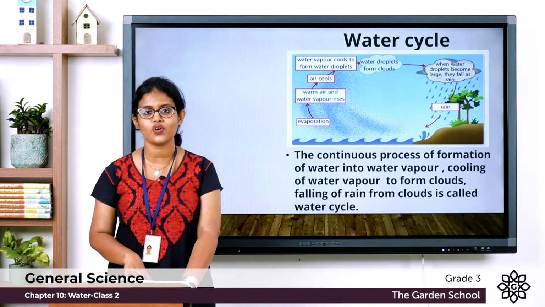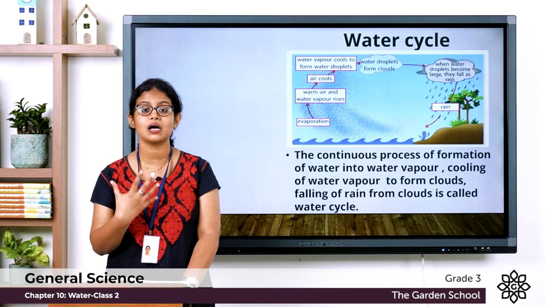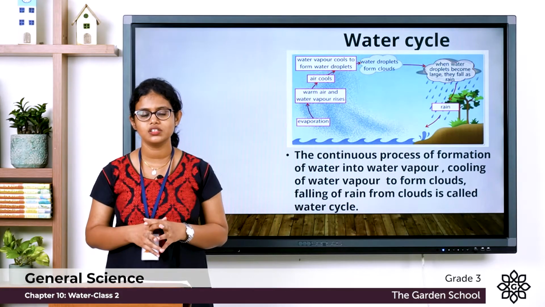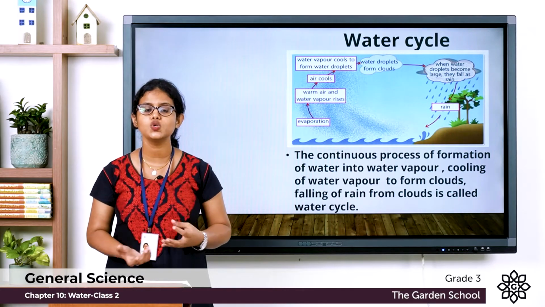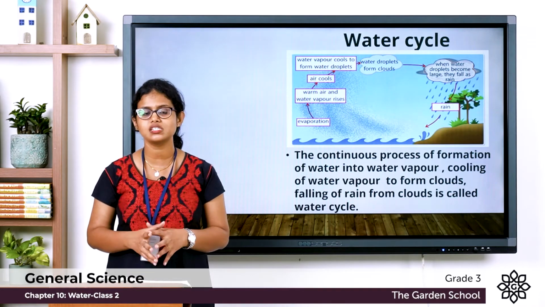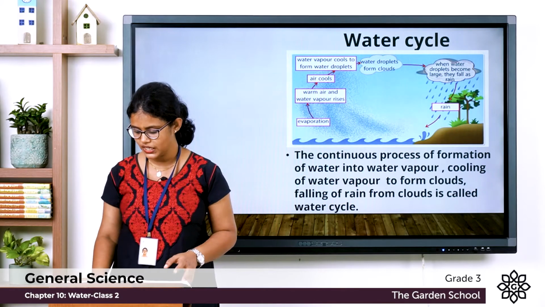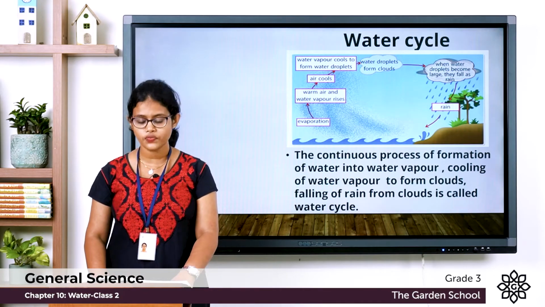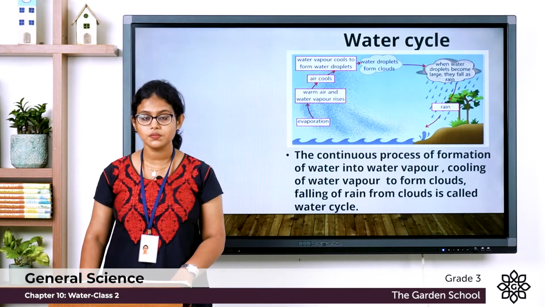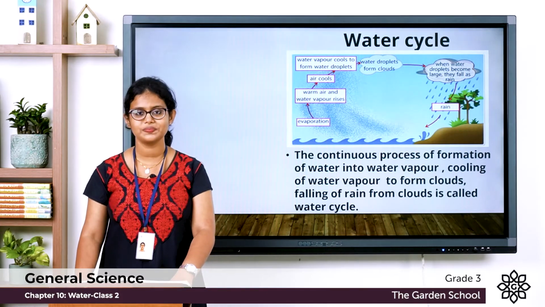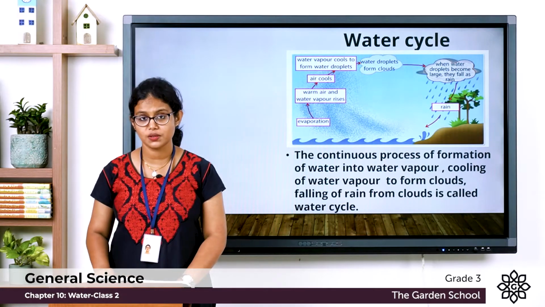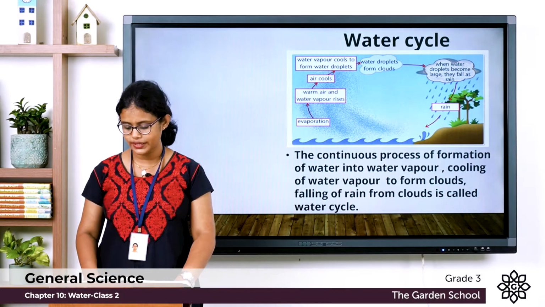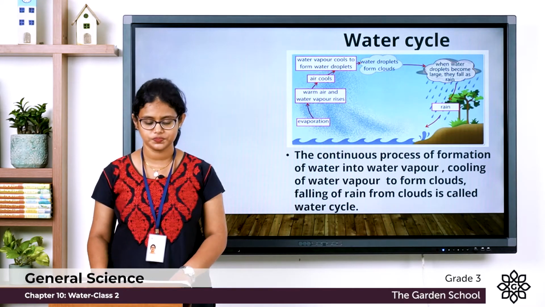So what about snowfall? Have you seen snowfall? In some places, there is snowfall. When the weather is cold, these water droplets change into snowflakes, and that causes snowfall. On page number 101, there is a box. It is given, water vapor forms all the time, even when the weather becomes very cold.